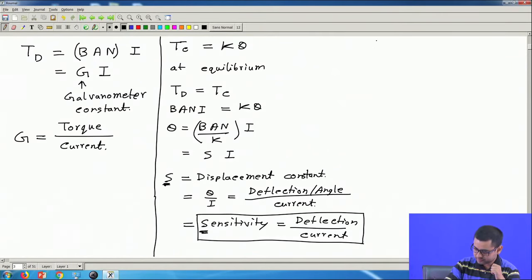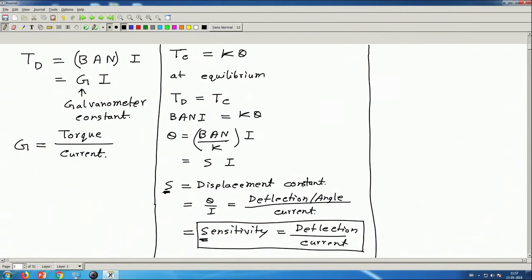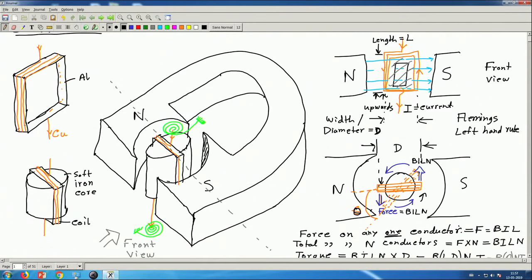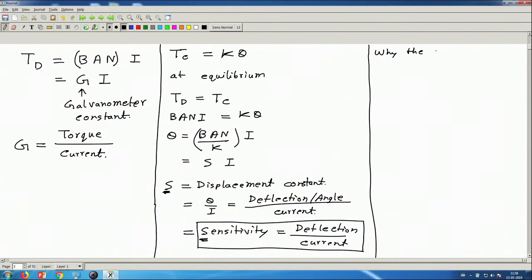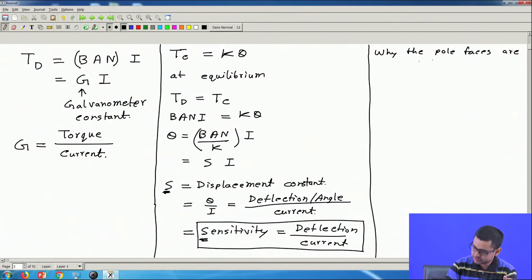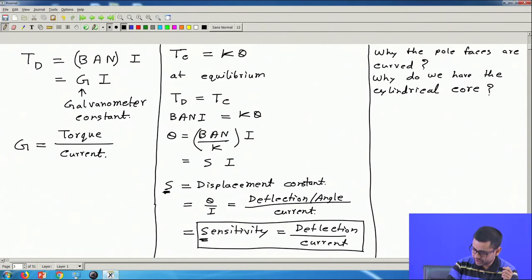Now, I would like to mention some small facts about the construction of this instrument, which is a bit more detailed but interesting to know. Basically, I am going to talk about why we have the pole faces curved like a cylinder, why the pole faces are curved, and also why we have the cylindrical core. So, let us look at these questions briefly.